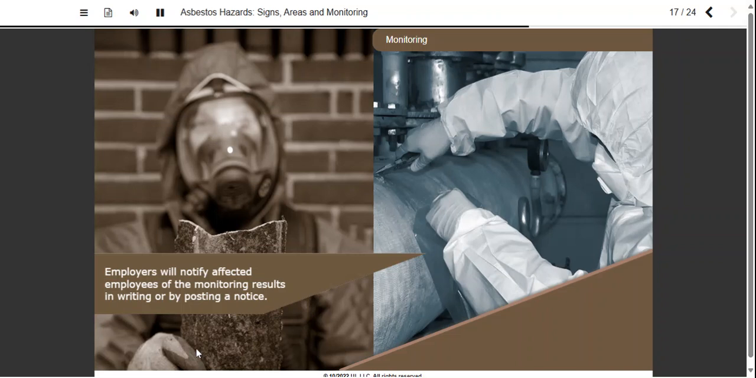Employers will notify affected employees of the monitoring results in writing, directly, or by posting a notice in a central area that employees can easily see.